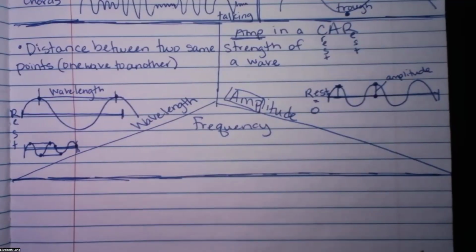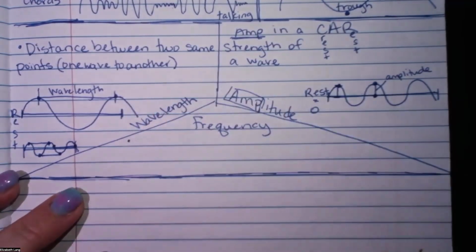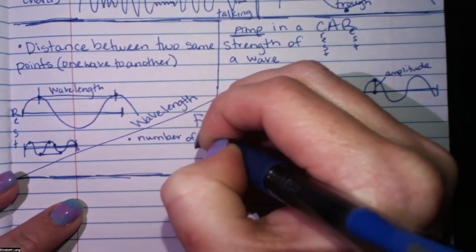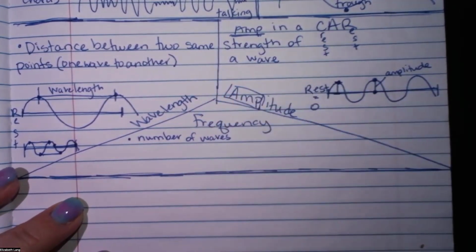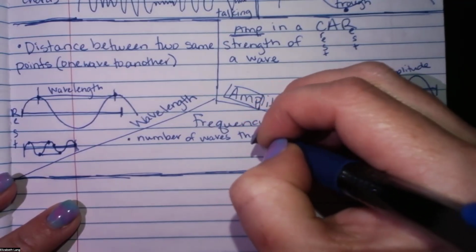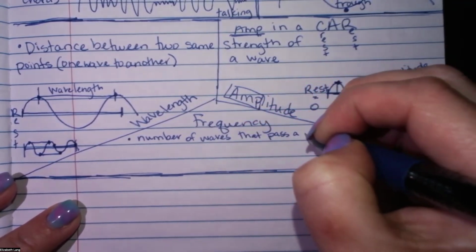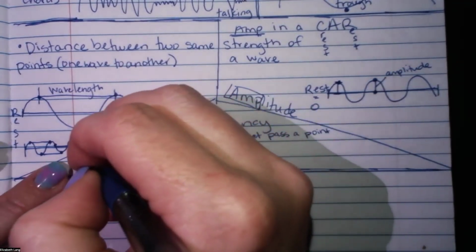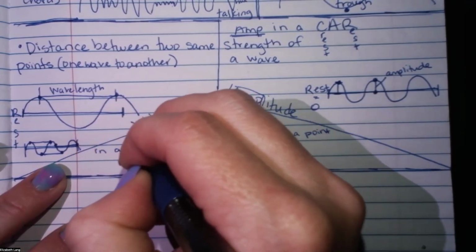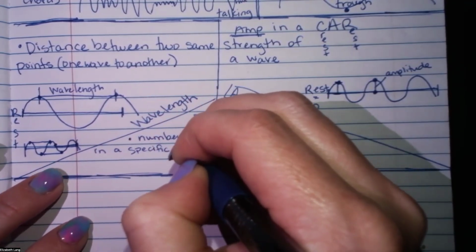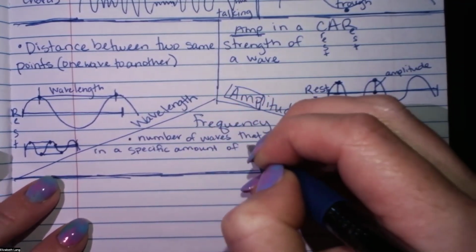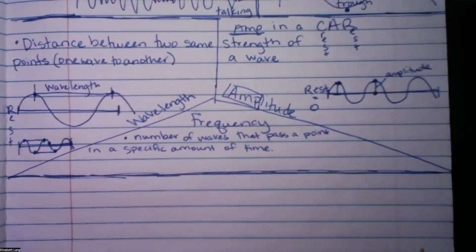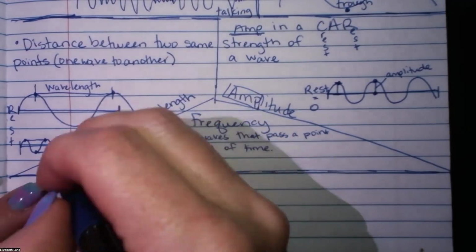So let's go ahead and write that down. A frequency is the number of waves that pass a point in a specific amount of time. So for example, we're going to put 2 examples at the bottom down here.